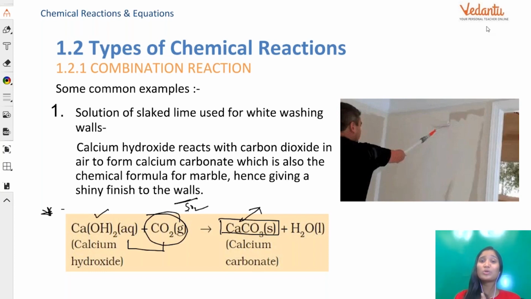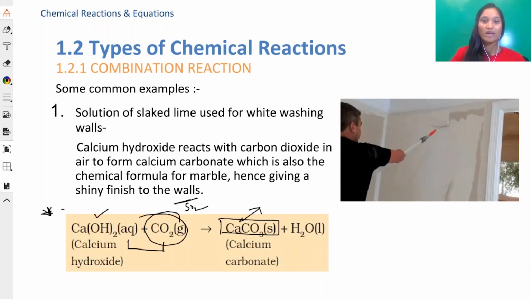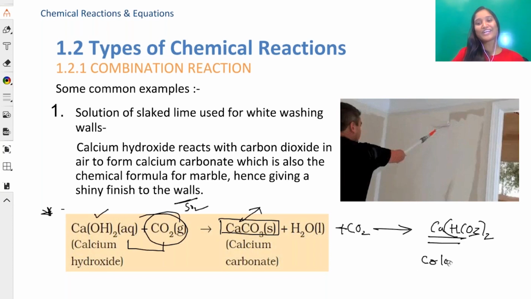But if you keep on doing it, then what might happen? There is a limit for everything, and for turning lime water milky also there's a limit, okay? If you still pass carbon dioxide into it, calcium carbonate gets converted into calcium bicarbonate, Ca(HCO3)2, and calcium bicarbonate is again colorless. It is transparent. So if you pass excess of carbon dioxide, it leads to formation of a colorless solution again.